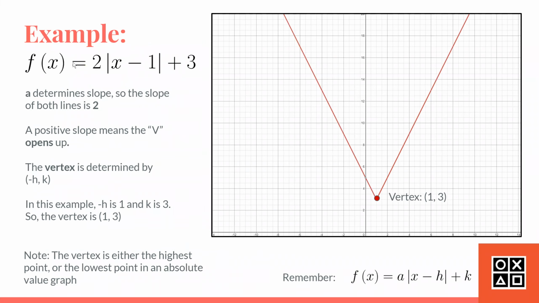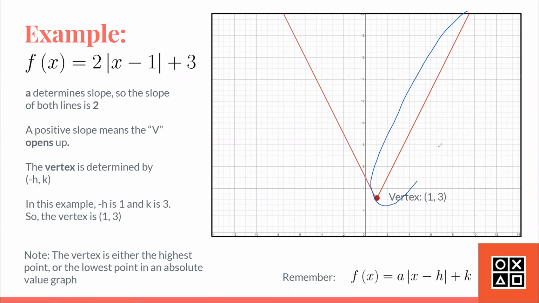Example, f of x equals 2 times absolute value of x minus 1 plus 3. A determines slope, so the slope of both lines is 2, meaning this line and this line. These are technically two separate lines. A positive slope means the V opens up. A is the slope and it's positive 2, meaning that the V will open upwards, meaning a normal V as seen here.